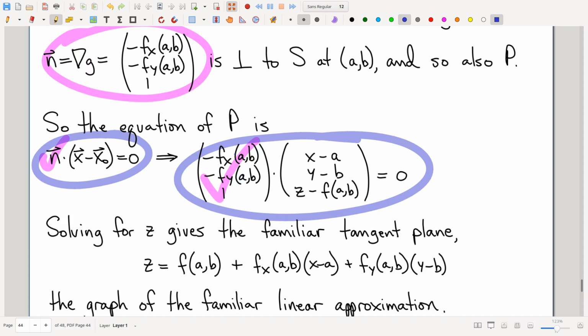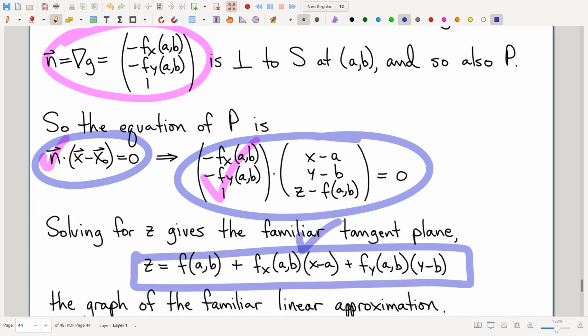Y'all can. In fact, I encourage y'all to take the moment or two that it'll take you to think it through to this point, do the algebra down to this point, and confirm that in fact you get this familiar equation for the tangent plane, the graph of the linear approximation. So just a different point of view of how to get that same result. How are we doing? Is everybody okay?